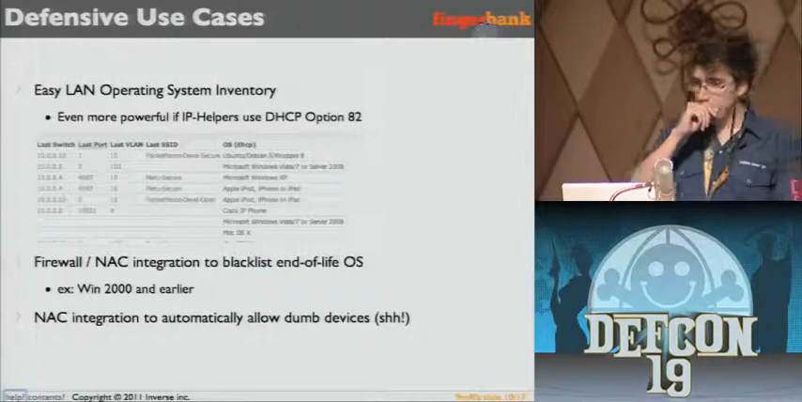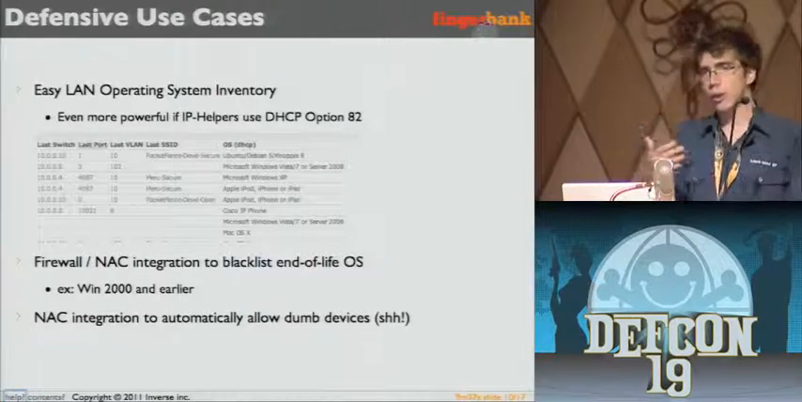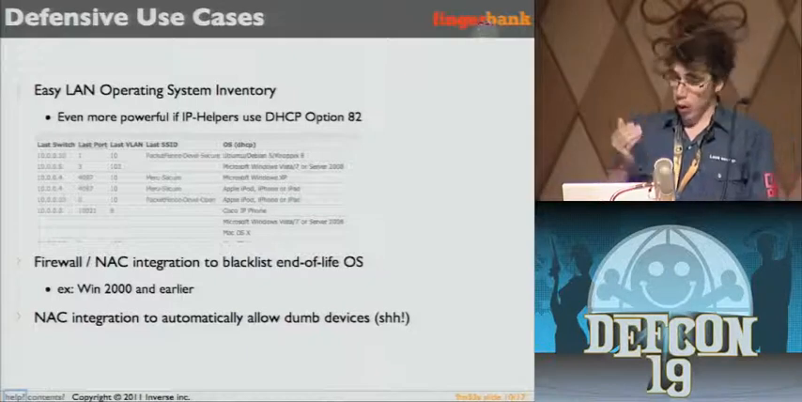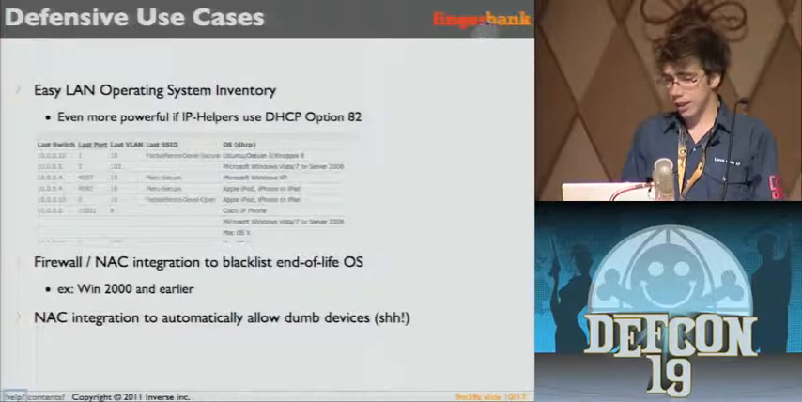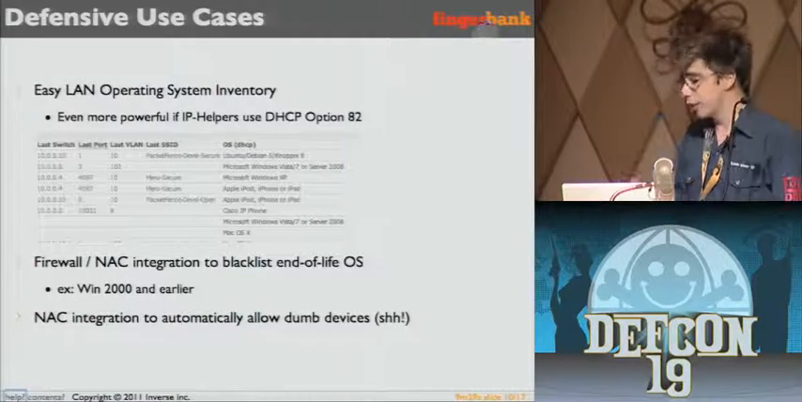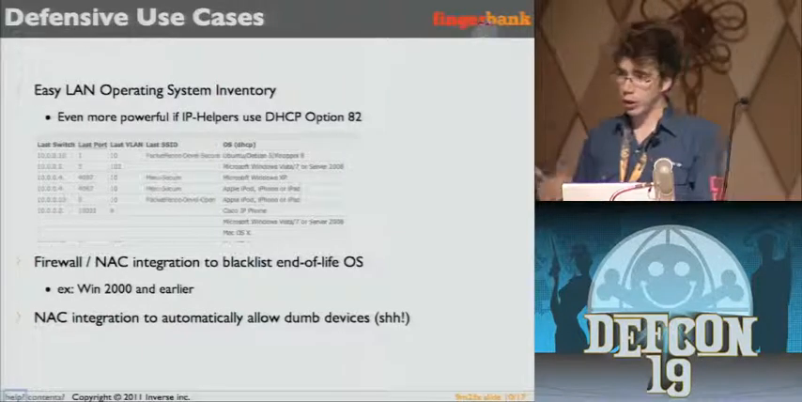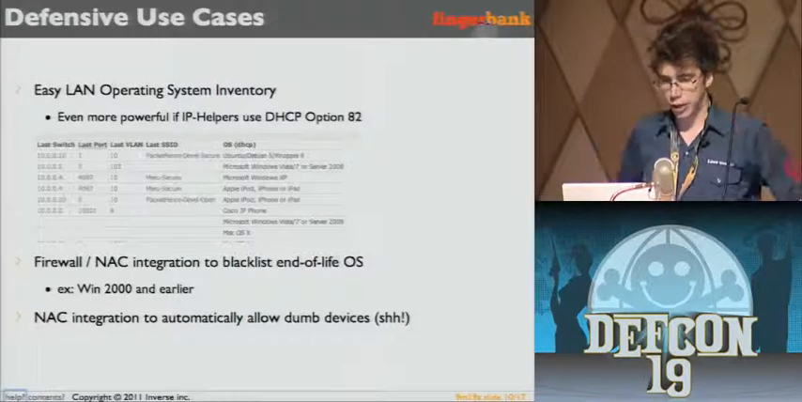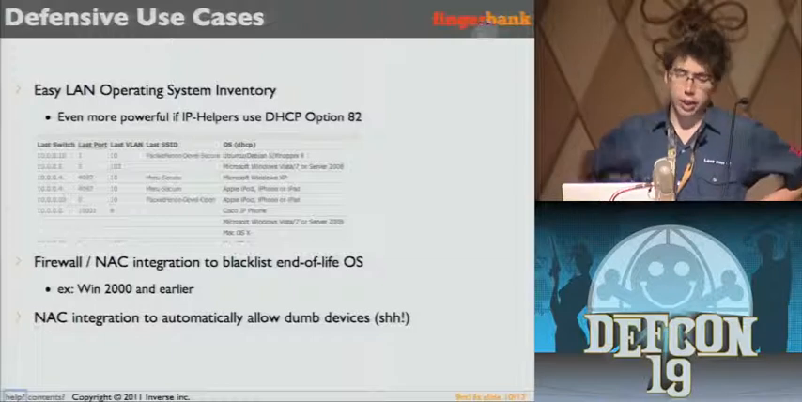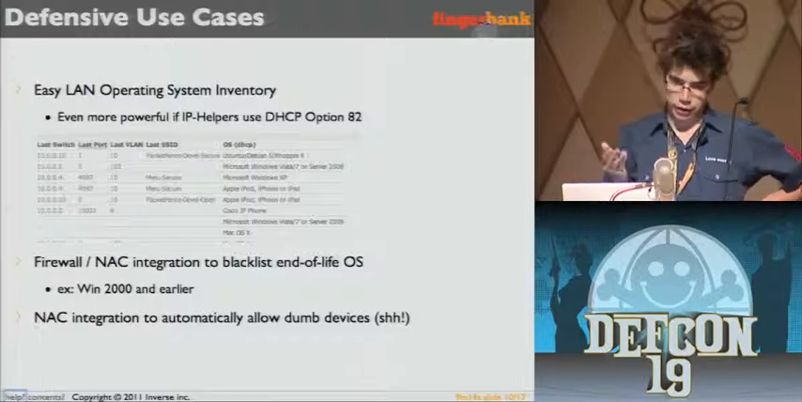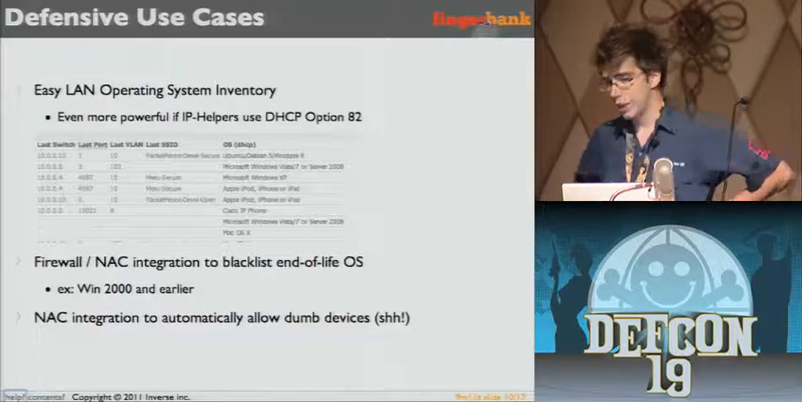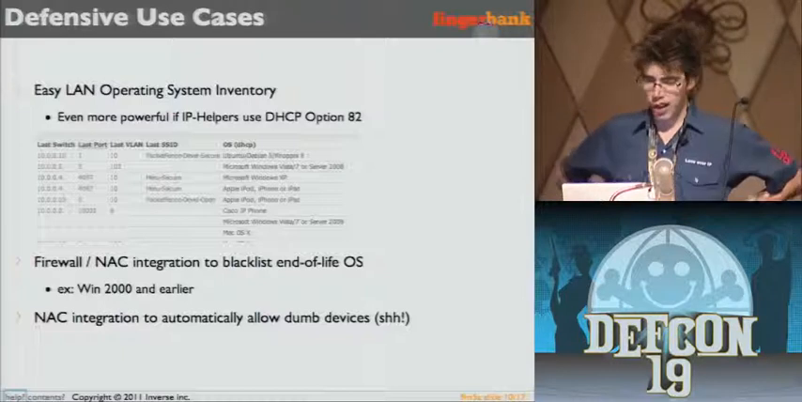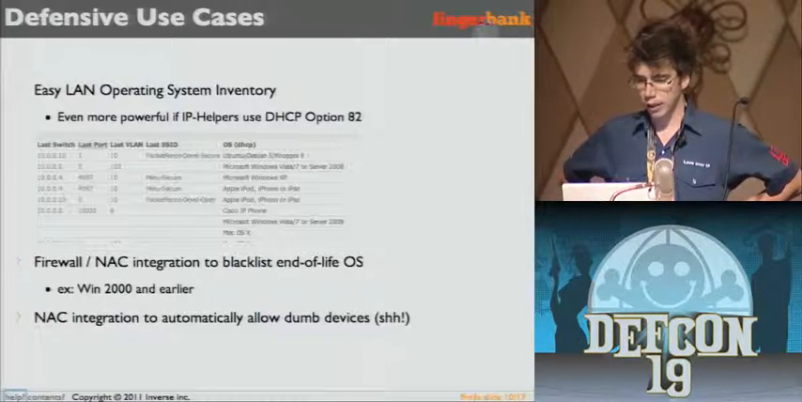So let's get into some use cases. Of course, I am into more defensive stuff, but here we go. You can really easily do a LAN operating system inventory, or even flag people with Windows 95 and tell them, hey, come on, get something serious, please. Here is a screenshot of what we do with PacketFence. You see the last switch, last port, last VLAN. This is possible with DHCP option 82, which is implemented in Cisco switches. It's more or less reliable, but still it can help you.